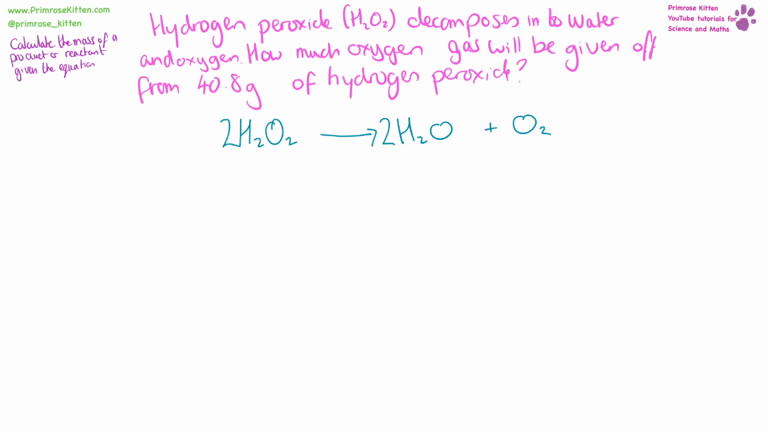Now we need to know how much oxygen gas is given off from 40.8 grams of hydrogen peroxide. The first thing we do is to work out the masses involved in the equation.